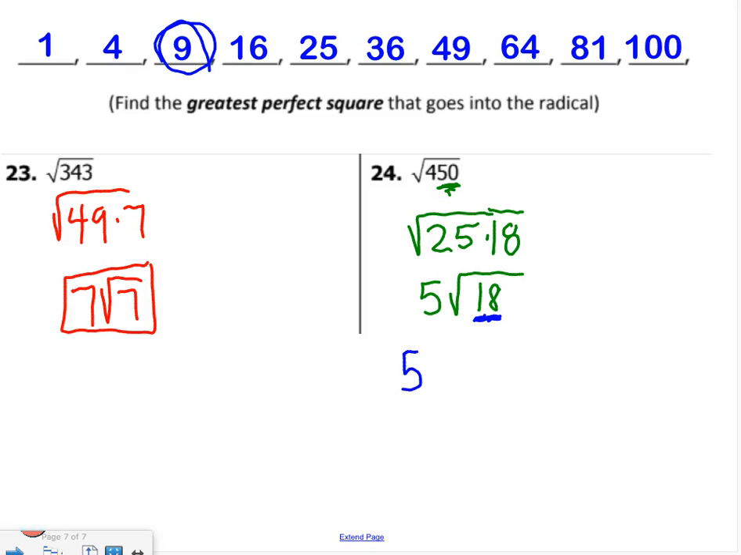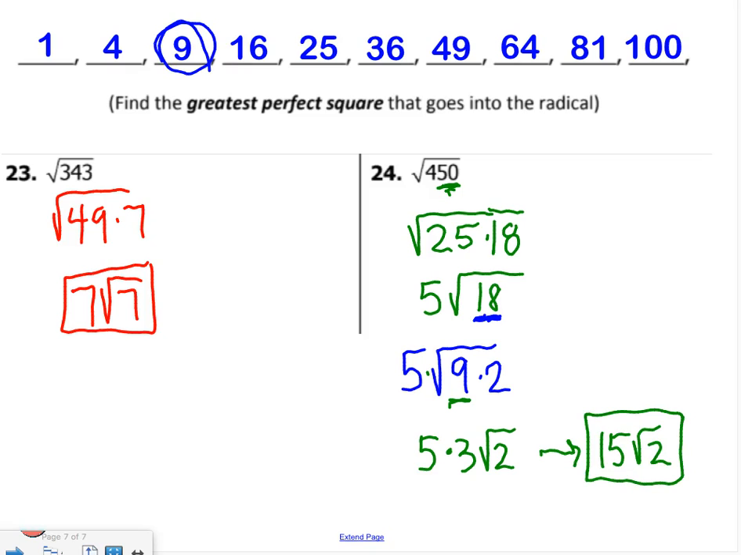So the 5 gets to hang out front, but instead of writing 18, I'm going to write it as 9 times 2. Okay, well, we know that the square root of 9 is 3, so 3 gets to come out. Remember, this is just multiplication, so I'm just going to put a dot there. Square root 2, because 2 is not a perfect square, so it has to stay in. And now I'm just going to finish it out. 5 times 3 gives me 15 radical 2. There is more than one way to do that, but that's the way I chose to do it.